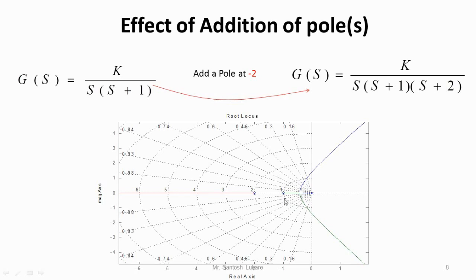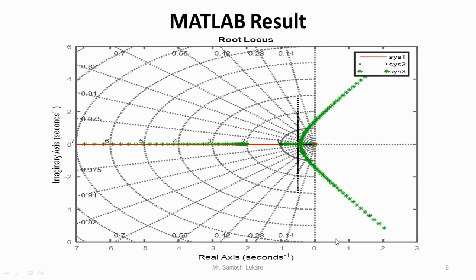Similarly, the second branch of the root locus starts at s equal to -2 and travels towards infinity. The third branch of the root locus starts at s equal to -1. It will come towards the breakaway point, cross the imaginary axis and enter into the fourth quadrant as shown in the figure.